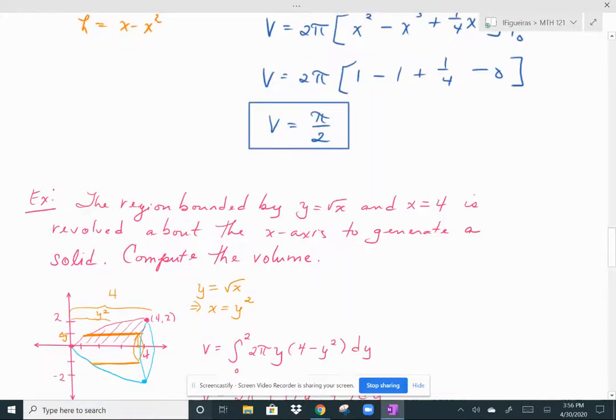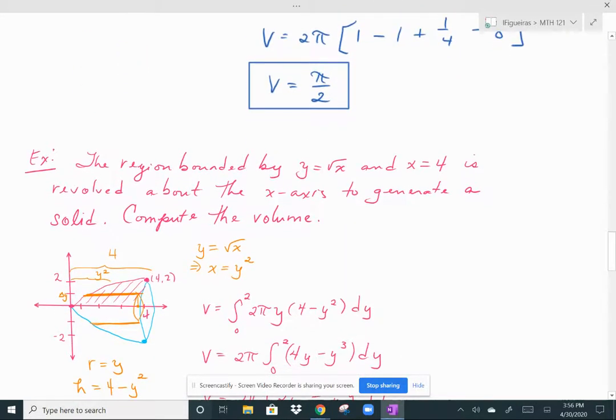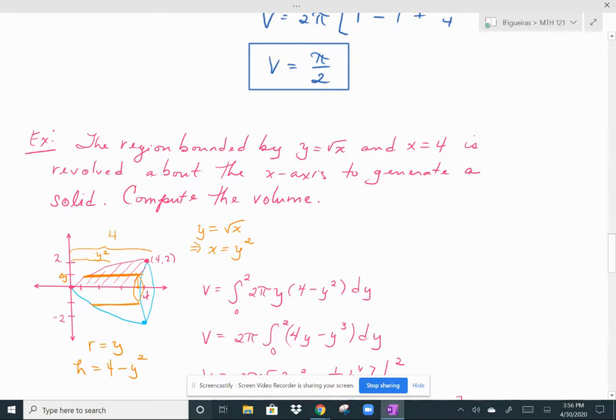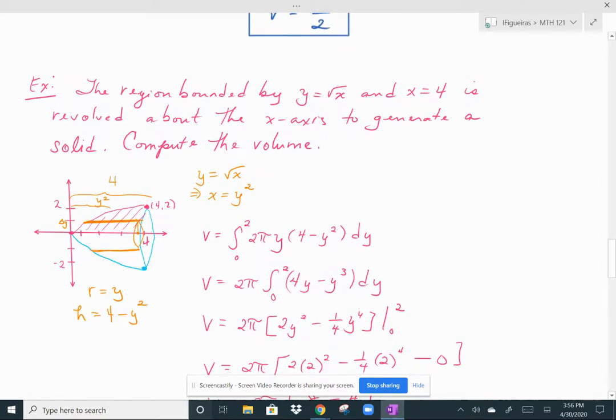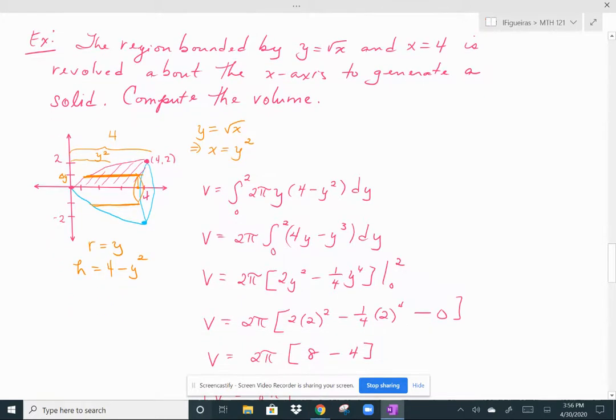All right, here's another example, but this time we're going to rotate about the x-axis. So our cylindrical shell is going to be horizontally oriented. We want to rotate the region bounded by y equal to the square root of x and the line x equal to 4, revolve it around the x-axis to generate a solid, and then compute the volume.